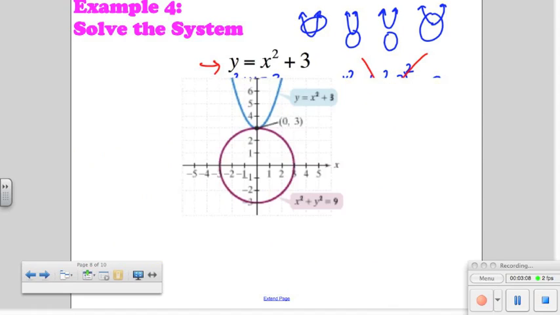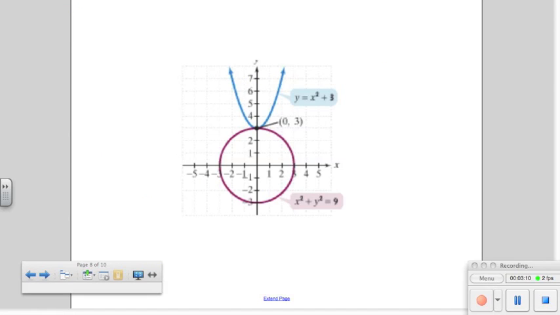And we can go ahead and take one look at the last slide, and it shows that that circle and parabola cross 1 time. And that's where we're going to end this video for today. We'll practice these tomorrow.